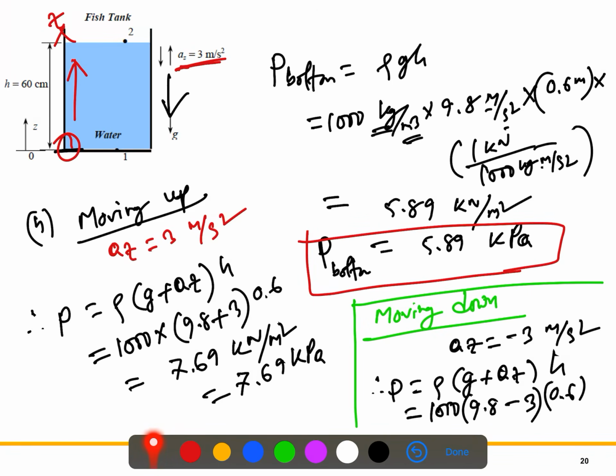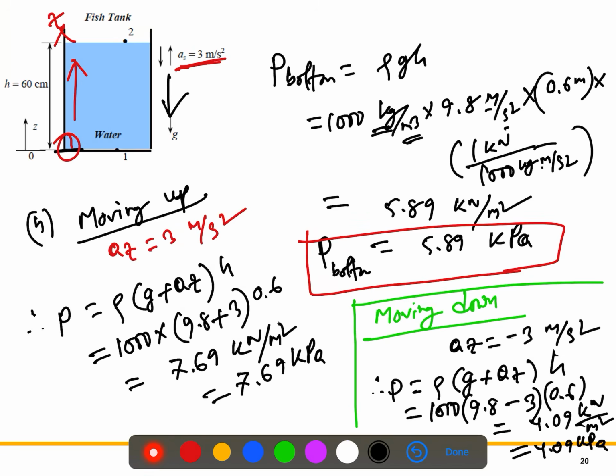Same thing, when we do these simple calculations, using 1 kilonewton equal to 1000 kg meter per second square, we get the value of 4.09 kilonewton per meter square, or we can say 4.09 kPa. So that's the pressure when the tank is moving down.